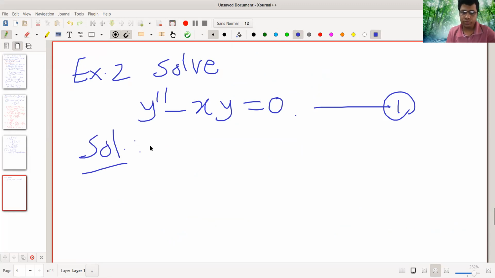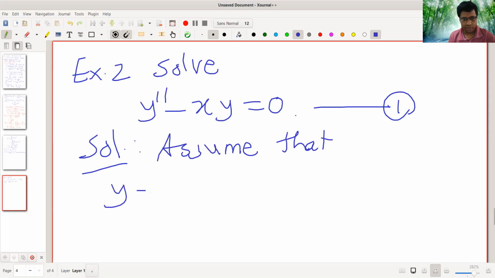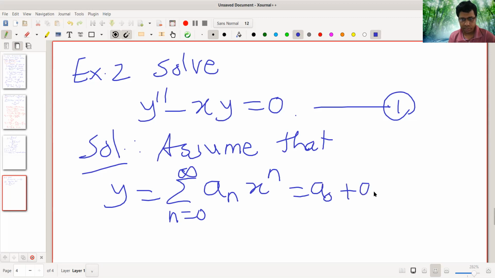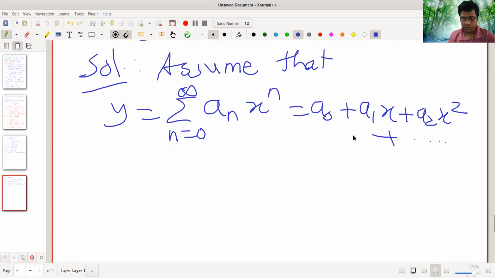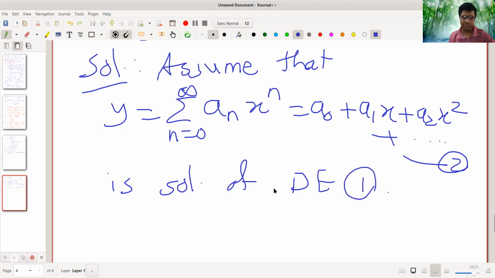So the first step is we assume our solution in terms of a power series. Assume that y equal to summation an x raised to n, n equal to 0 to infinity, that is a0 plus a1x plus a2 x square plus and so on, is a solution of the given differential equation 1.